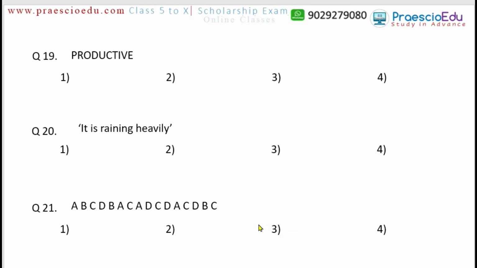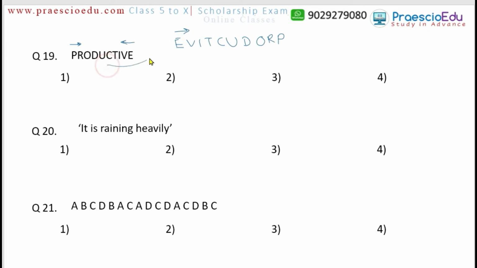Then move to question 19. If the letters of the word PRODUCTIVE are written in reverse order, which letter will occur at the third place from the right end? We have to first make the reverse order. Now this is the regular, correct order. Now we have to write it in reverse order. So E comes first, then V, then I, T, C, U, then D, O, R, and then P. Now this is the reverse order.